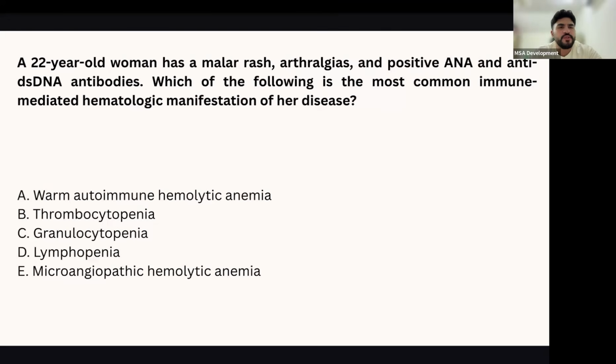So this is a 22-year-old woman with a malar rash, arthralgia, positive ANA and anti-dsDNA antibodies. Which of the following is the most common immune-mediated hematological manifestation of her disease? So we mentioned, can you pick up that this is SLE? We can. So which of the following would you see in SLE? That would be thrombocytopenia. Okay. The warm autoimmune hemolytic anemia from the lecture, okay, only from the lecture, it was Listeria monocytogenes.